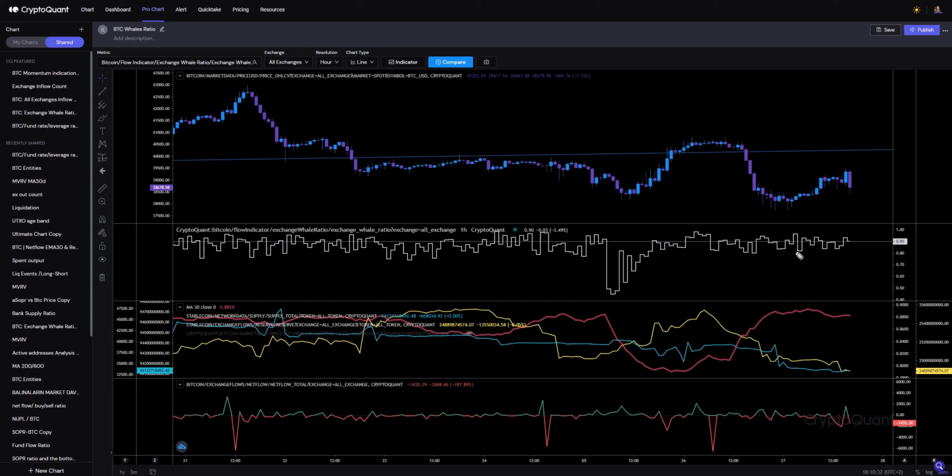Let us take a look here. We are talking about a very high level, indicating that whales are sending their bitcoins to exchanges. And we had some pump and dump, or at least one big pump and dump today that was related to SPX, SPY. And we need to see what happens next. However, it's maintaining a very high level, and that's not good.